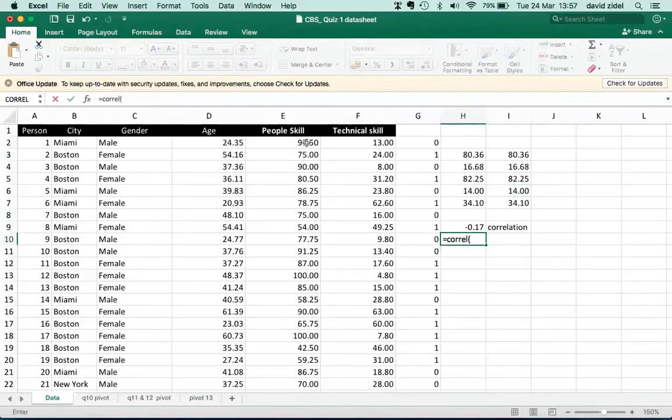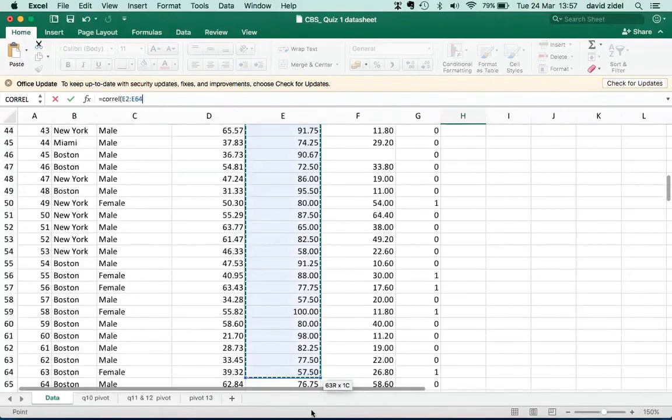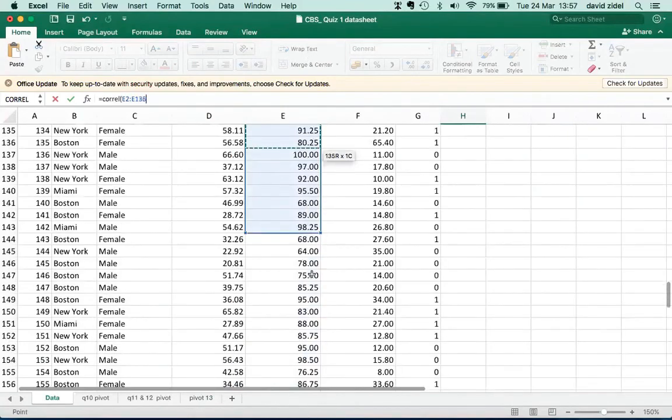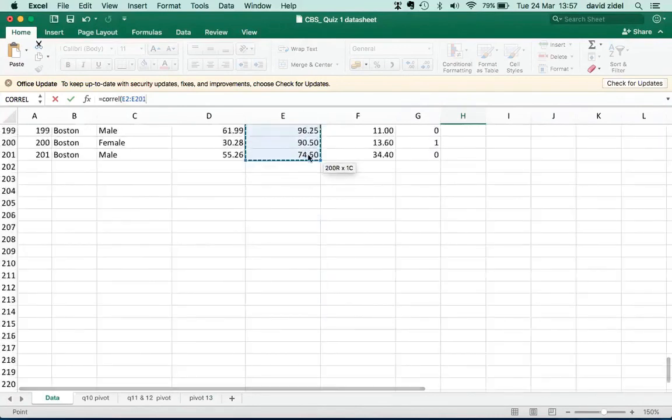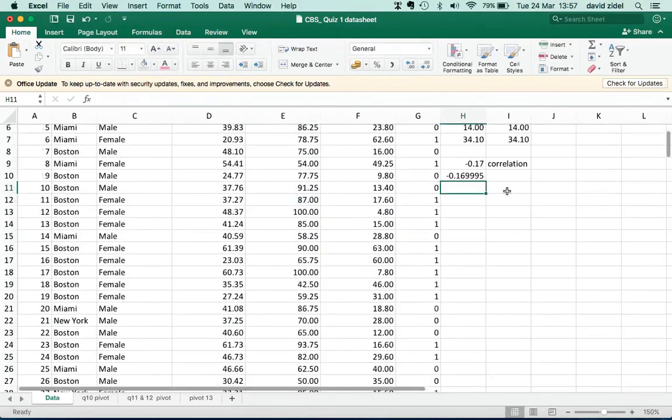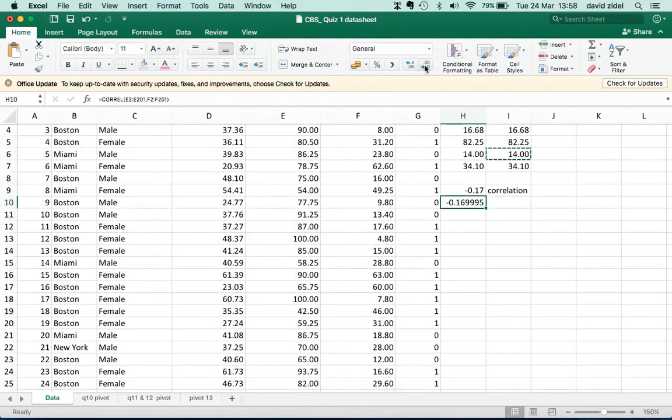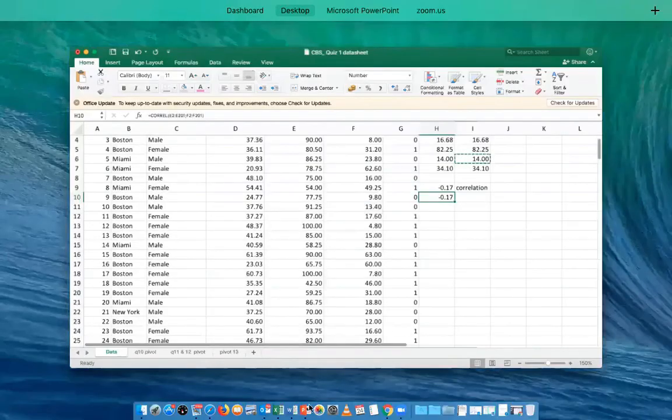You want to correlate that with what's in column F for the same range, so F2 to F201. That would do a correlation for you. And if we get it to 2 decimal places, you will see that it's minus 0.17. And that would be your answer for that question.